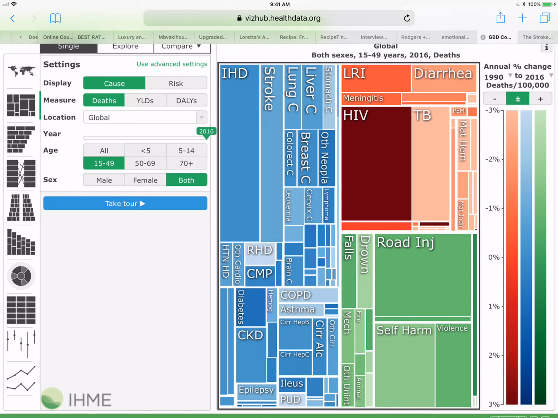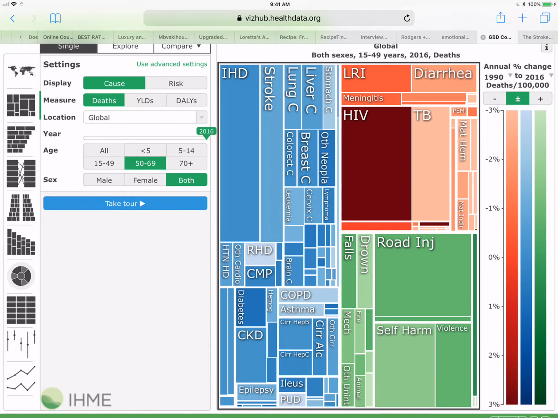We see self-harm and violence as some major causes of injuries in this age range, and specifically road injuries, where in a lot of countries these young adults are becoming drivers. They don't have a lot of experience, and so they may have mortality due to road injuries.